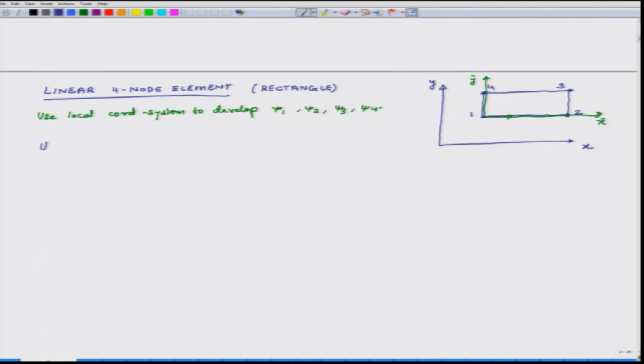So, u^e is a function of x and y, or if I am in the local coordinate system, then it is a function of x bar and y bar. So, that equals a constant C1 plus C2 x bar plus C3 y bar plus C4 x bar y bar.